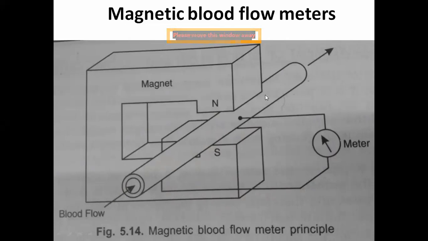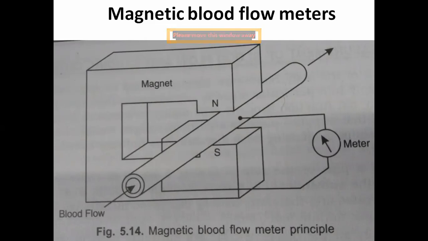So generally, the electromagnetic induction principle is that whenever a current carrying conductor is placed in a magnetic field, whether it is a permanent magnet or an electromagnet, an EMF will be induced on the other sides of the wire. That is proportional to the velocity of the current which is flowing through the wire.